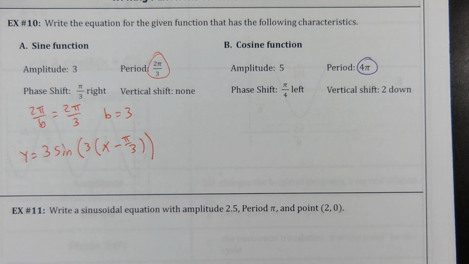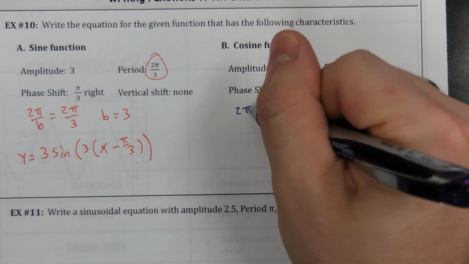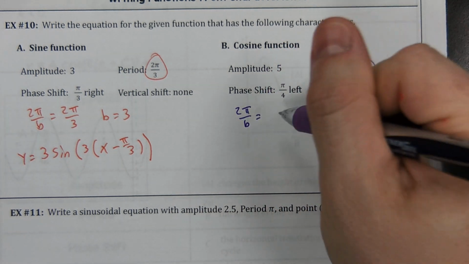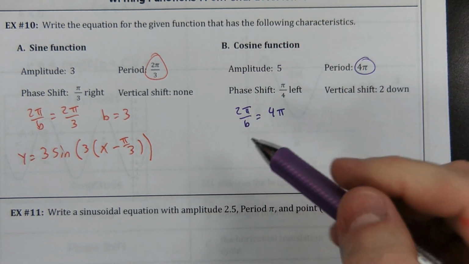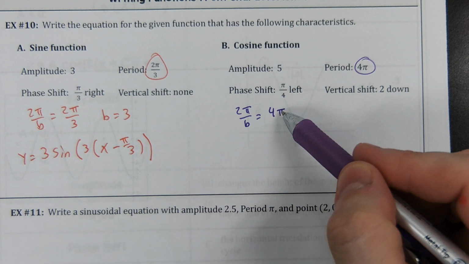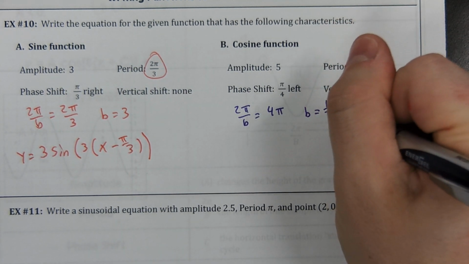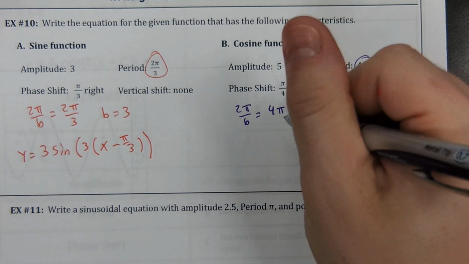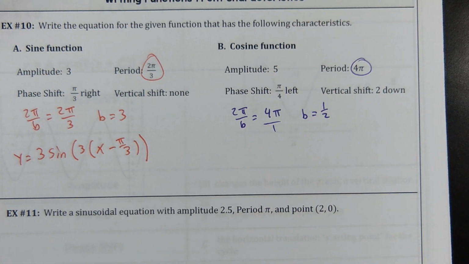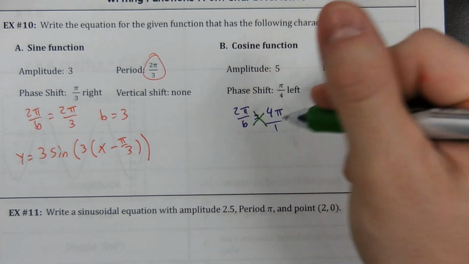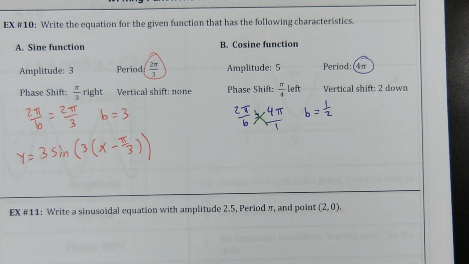Once again, I think that's the most challenging part. 2 pi over b would get us a 4 pi. So what would I have to divide by in order to double? 1/2. In case you weren't sure how to do that, you could have set it up as a cross multiplication, and then divided both sides by 4 pi. And you would have gotten 2 pi over 4 pi, which reduces to 1/2 if you needed to do that. It's not a big deal.